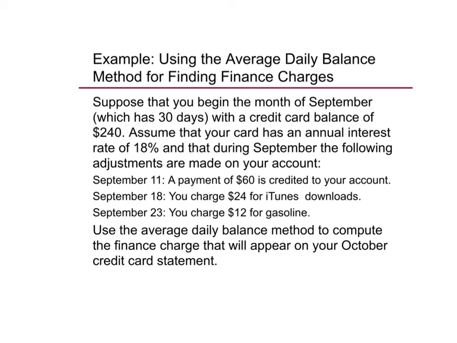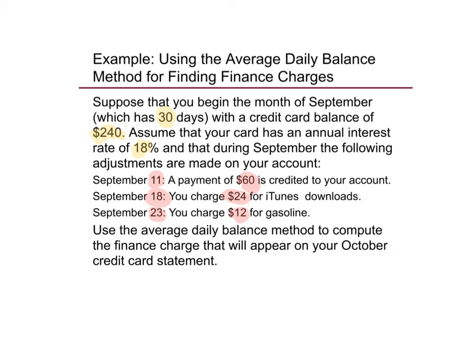Here's the example. We're talking about the month of September, 30 days in September, right? That's important. In that month, our credit card balance starts out at $240. Interest rate is 18%. And then 3 things happen. On September 11th, we pay $60. On September 18th, we charged $24. On September 23rd, we charged $12, and we're going to use the average daily balance method to find the finance charges that will appear on our October credit card statement.